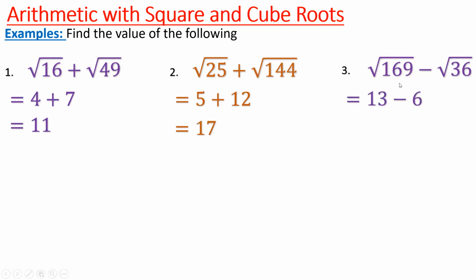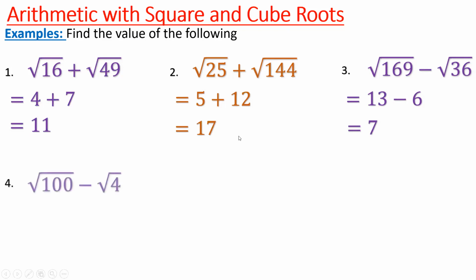So we have to do 13 first because we get that from the square root of 169. And then the square root of 36, which is what? 6. Good. And then what is 13 minus 6? 7. Very good. So the answer here is 7. All right. Those are the first 3. Let's do the ones at the bottom.